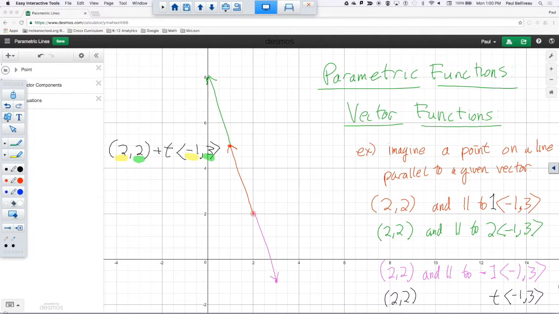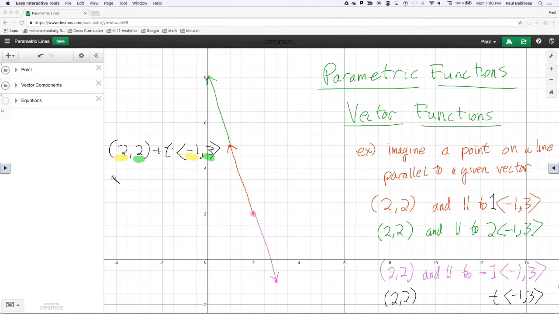Excellent. Another way to find points on this line is the x points are the ones that start at 2, and then you take t and multiply it by the x component of your vector. This will get you x coordinates on this line at various t values. Then we take the y, our vertical parts. Our y values are all going to start at 2, plus t, and here we only care about the vertical part, so that'll be t times 3.